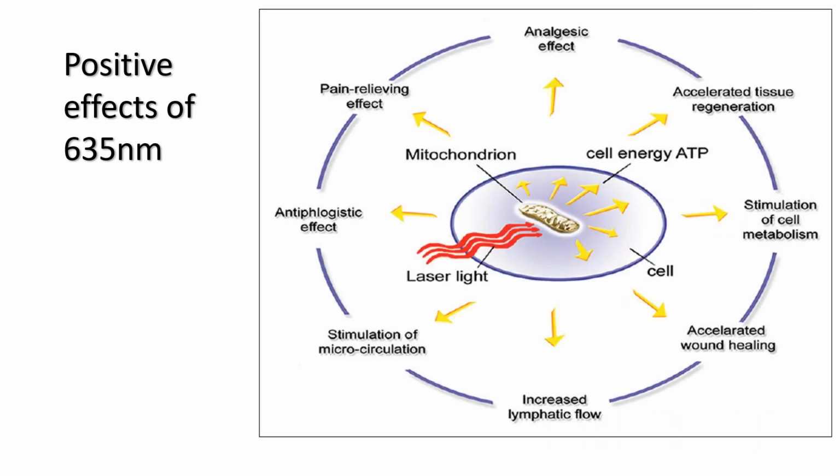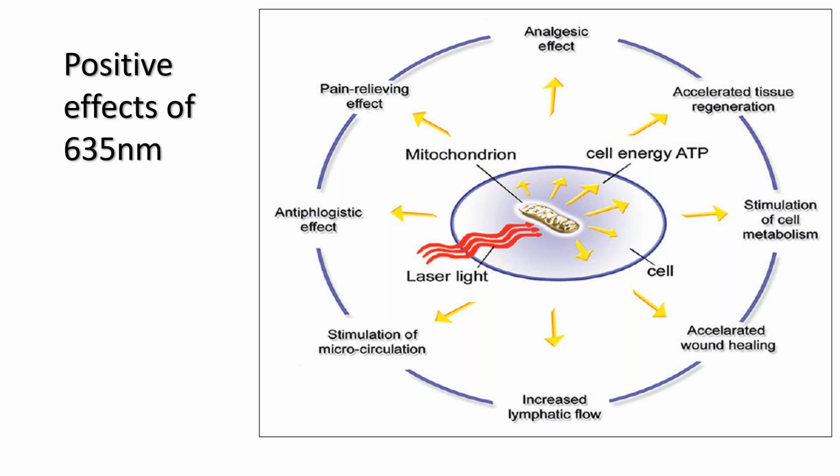So let's talk about some of the positive effects of a 635 nanometer light. Number one, it's pain relieving. Number two, it accelerates tissue regeneration. 3, it allows for the stimulation of cell metabolism. It accelerates wound healing.